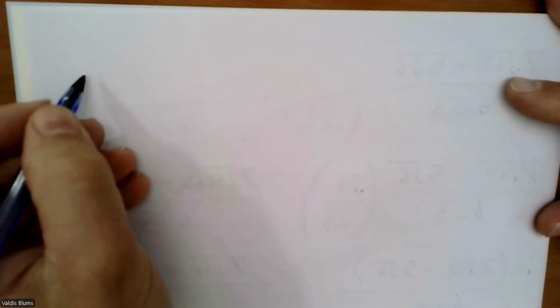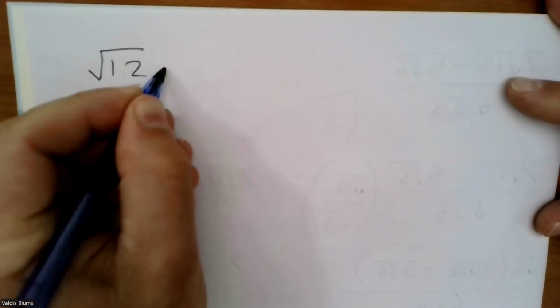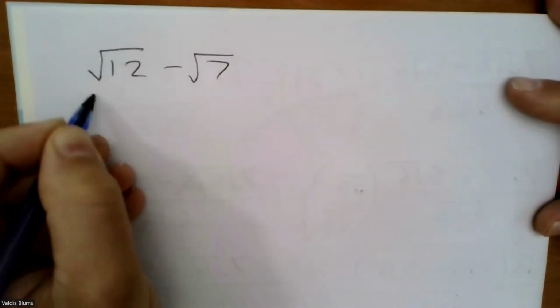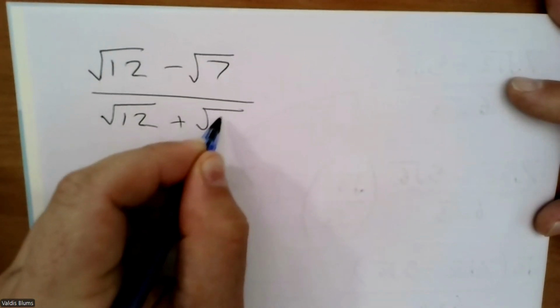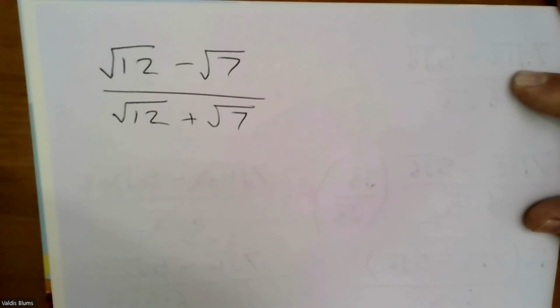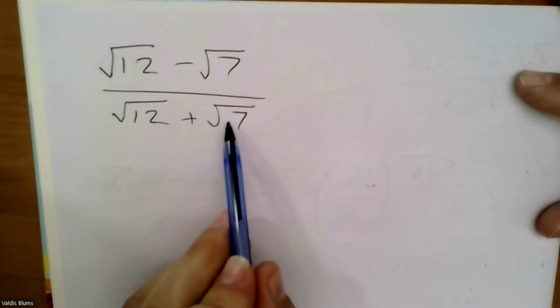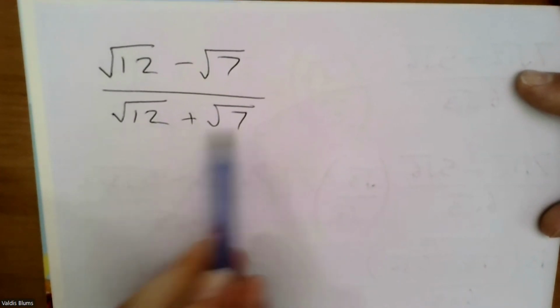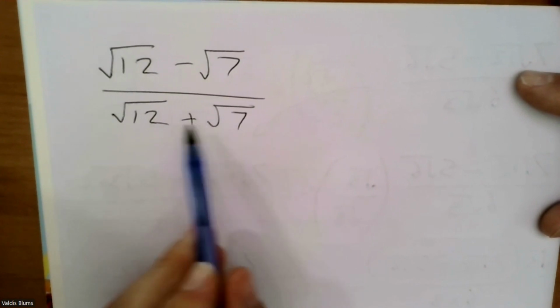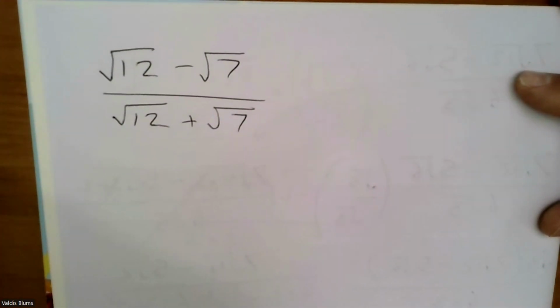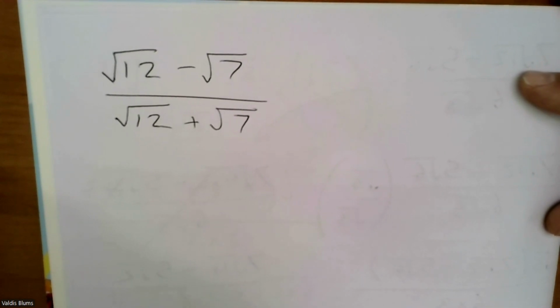What happens if you have square root 12 minus square root 7 all over square root 12 plus square root 7? So we have two surds on the denominator with an addition or subtraction between them. So that it's no longer multiplication, it's addition. What do you do to rationalize this denominator?